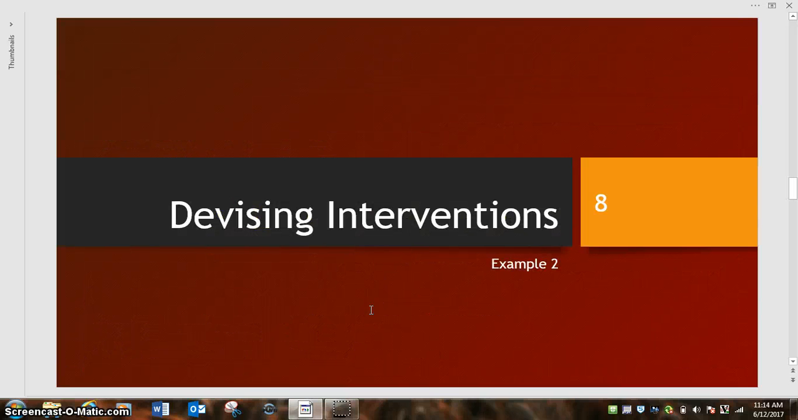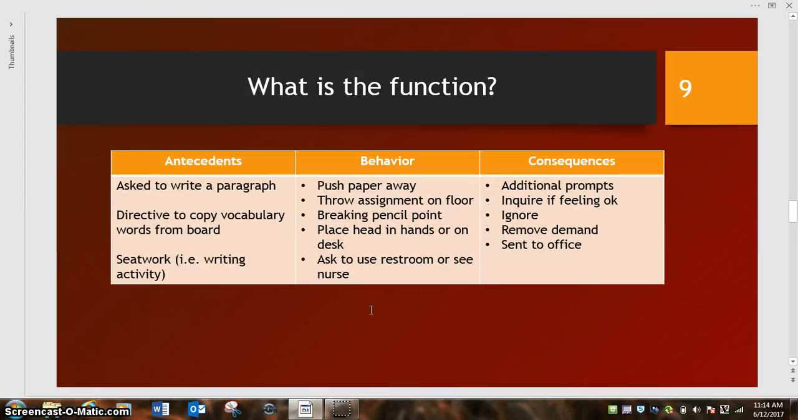Now we're going to move on to another example. So please take a second and review the information presented on your screen and determine what you feel would be the function of behavior.